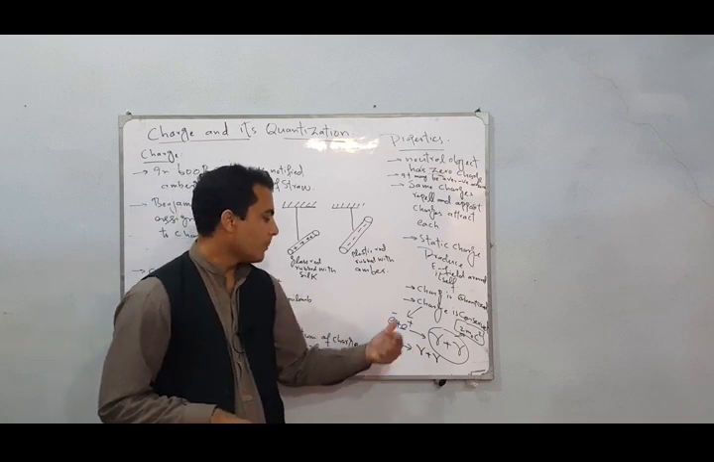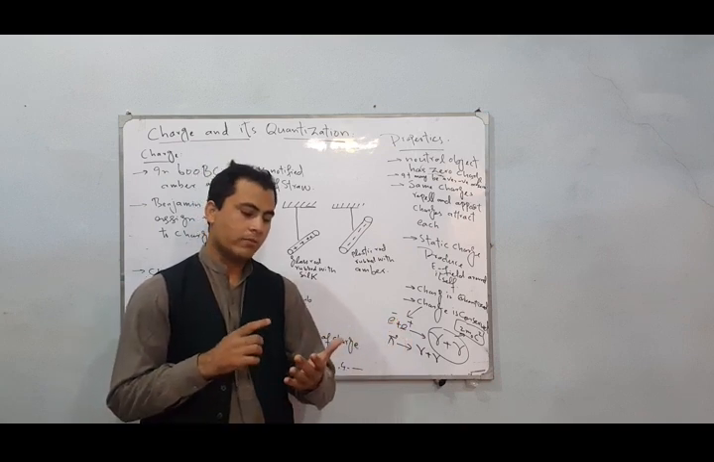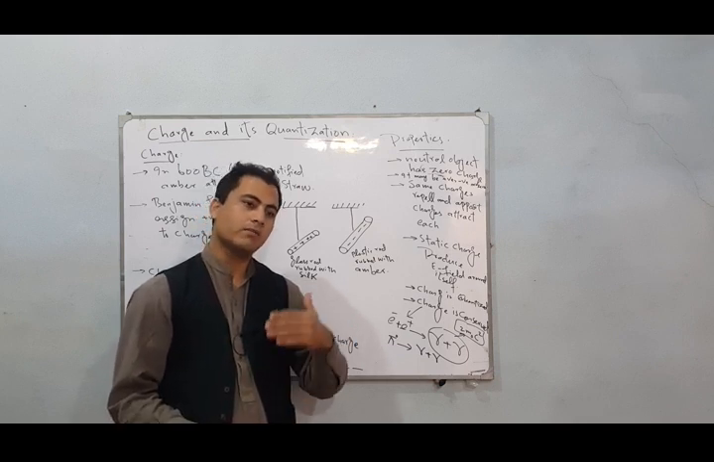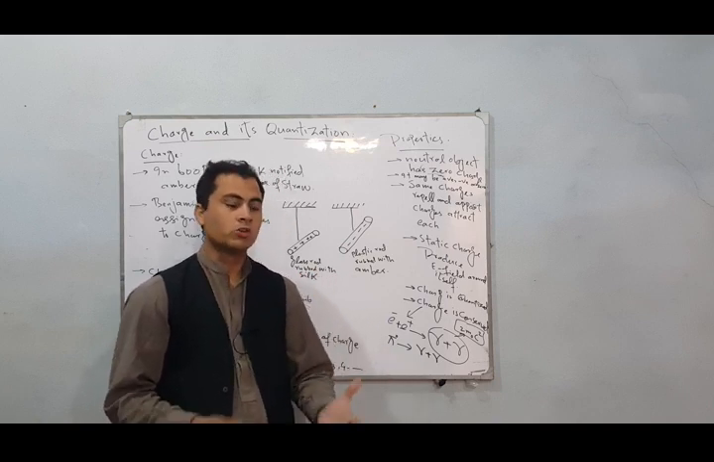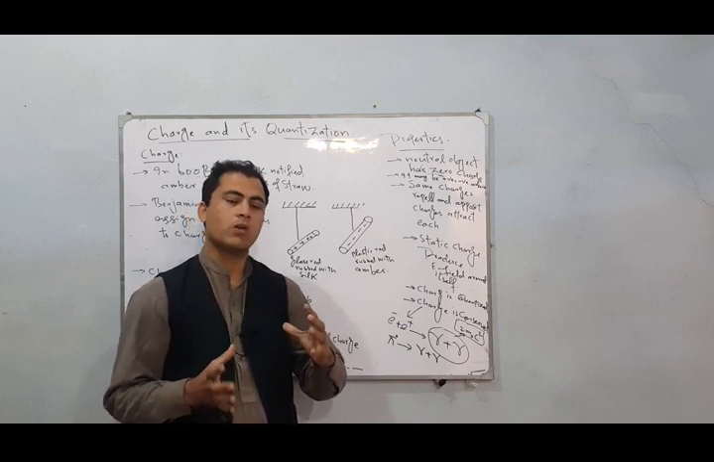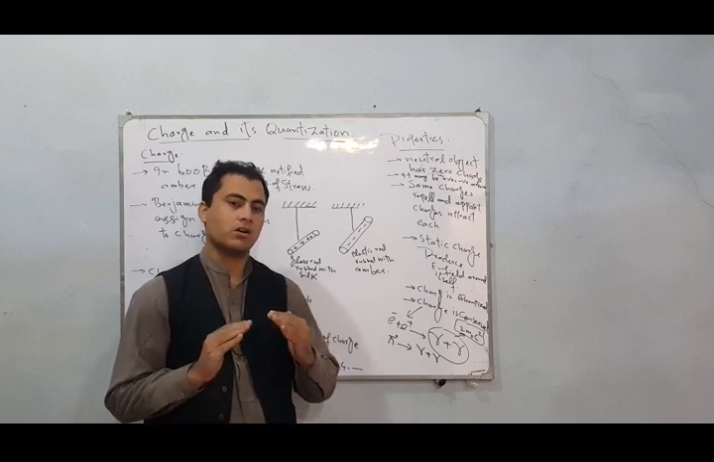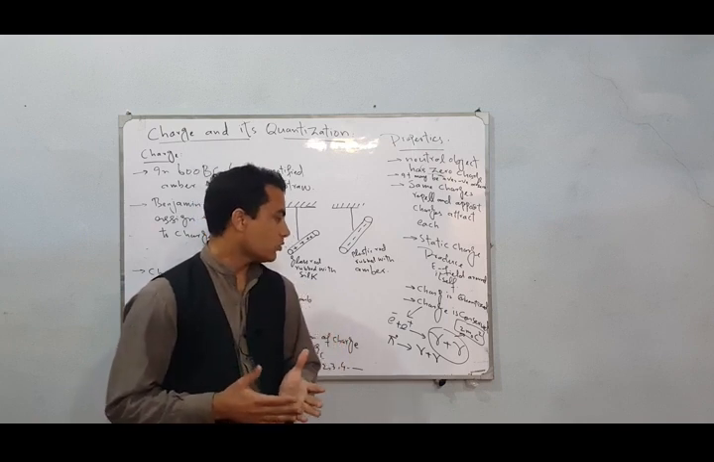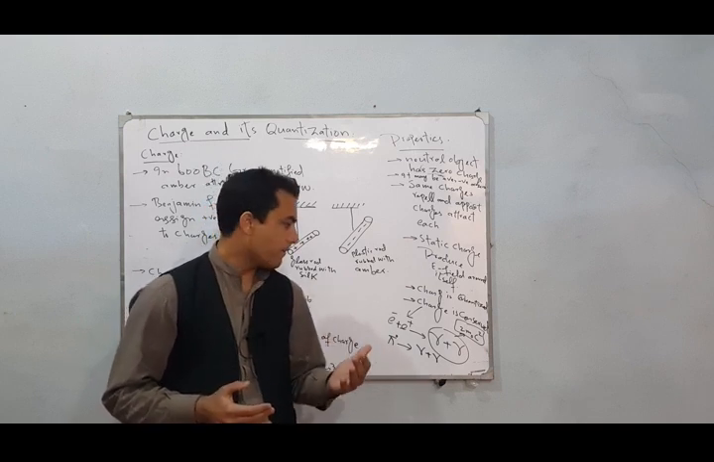For example, when you rub a glass rod with silk, the glass rod becomes positively charged because it lost electrons, and the silk on the other hand gains negative charge because the silk cloth gains electrons. So during rubbing there is no creation of charge on either body, but rather a transfer of charge from one body to another, due to which they attain positive or negative charge.